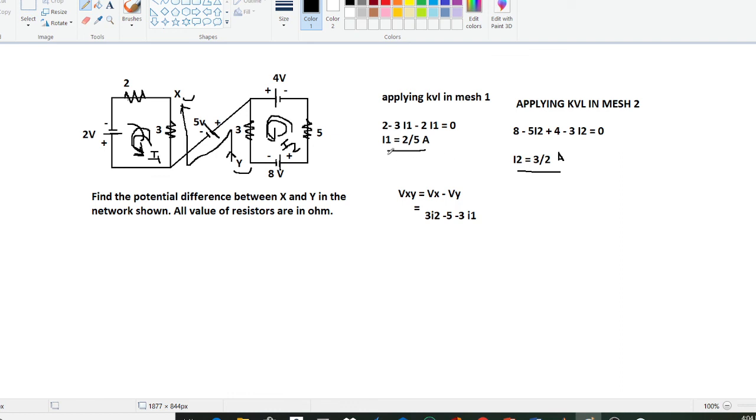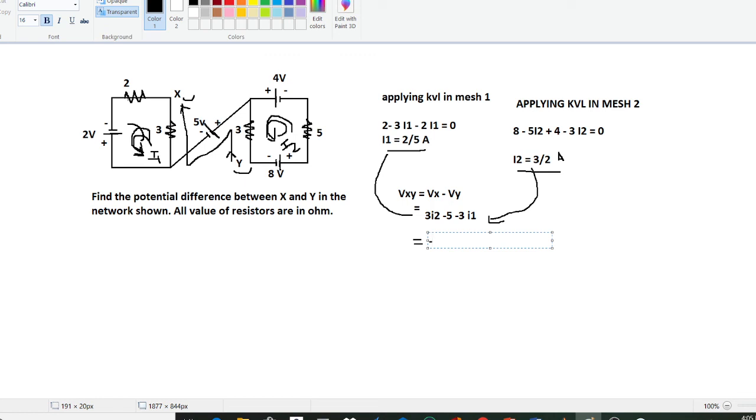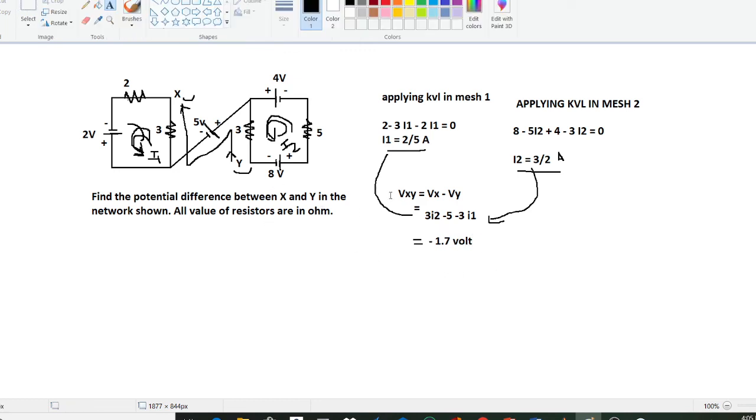If you substitute the value of I1 and similarly the value of I2 in this equation, you will get the value of Vxy, and it will be minus 1.7 volt. So the required potential difference between X and Y is minus 1.7 volt. Vxy is going to give minus 1.7 volt.